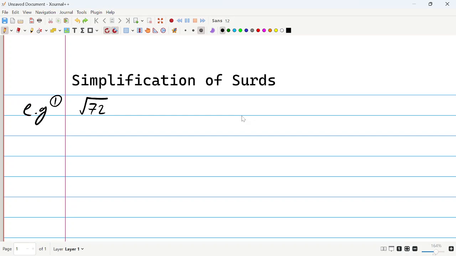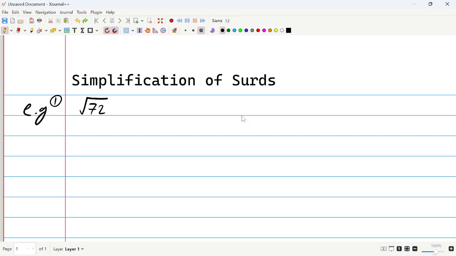Okay, so for this video, we are going to go over the simplification of surds. Now this one is more like a without-a-calculator type of question. If you do use a calculator, you can literally just get the answer straight up. But usually, if you don't use a calculator, you will need to know how to manipulate, right?